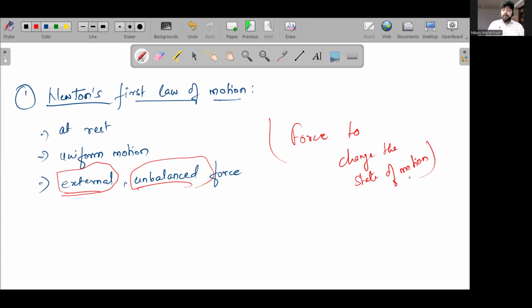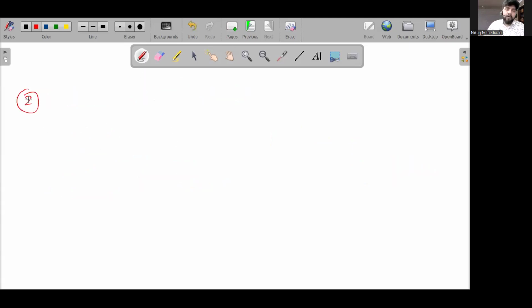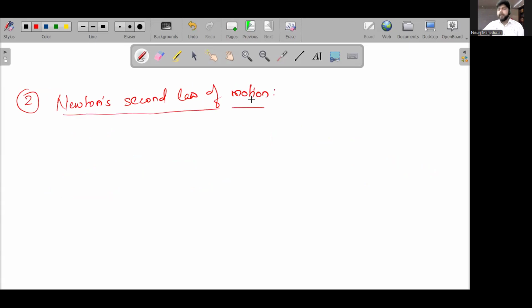Now what? Now you need to calculate that force, right? So the first law tells you that you need a force. The second law comes to rescue when you want to calculate the amount of force. So Newton's second law of motion basically tells you how much force you need. First law tells you you need a force. Second law tells you how much that force should be, right?